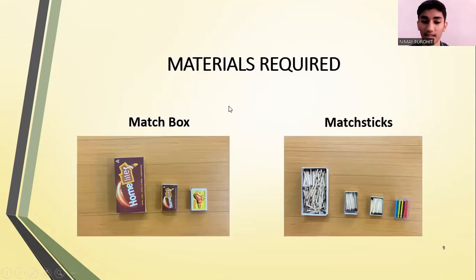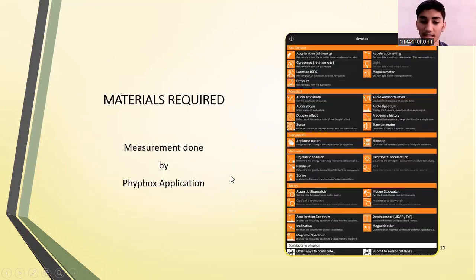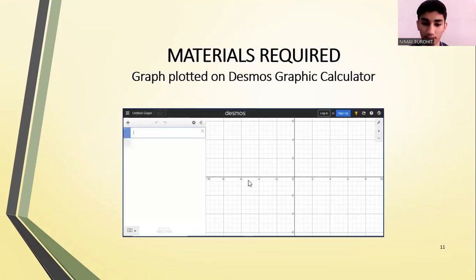These are the materials which I used: three types of matchbox and different matchsticks. The matchboxes are a large one, a medium one, and a small one. The measurement was done by an application known as FIFOX. You can see here I have taken a screenshot of this application. For the graphing calculator, I used Desmos.